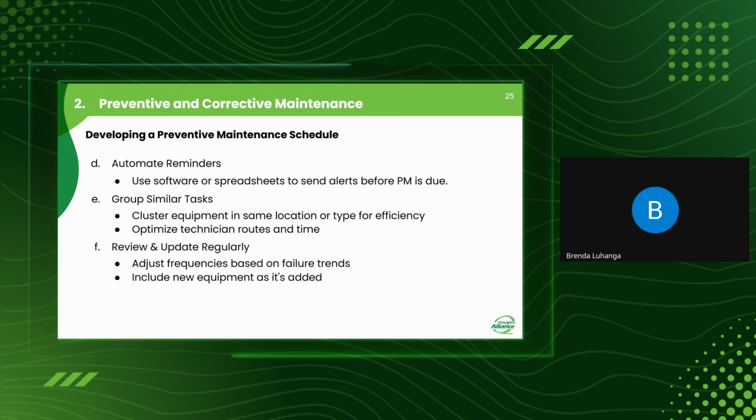Then from there, you should review and update regularly. So you adjust the frequencies based on trends. Then you include new equipment. Let's say you have added new equipment and they are of critical need for maintenance. You add them on the schedule.